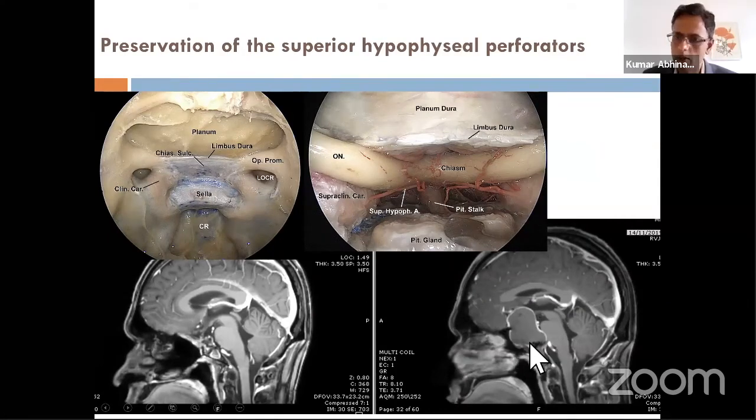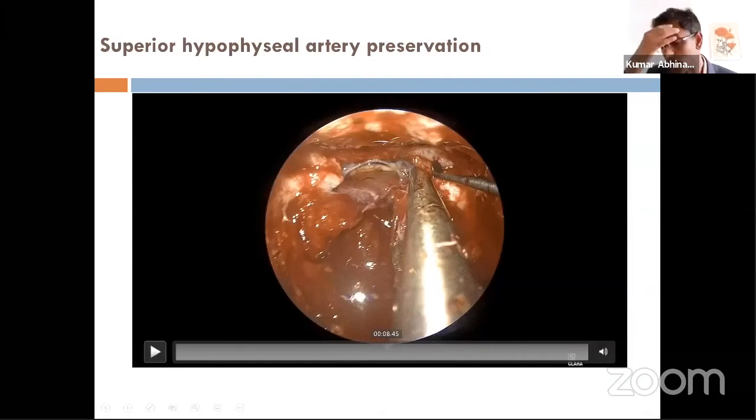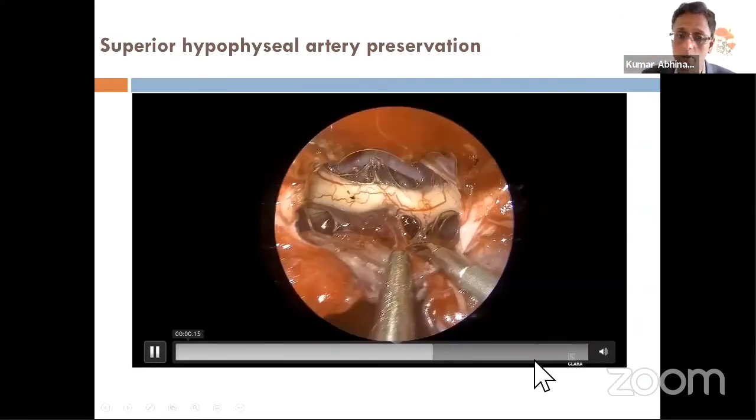And this was another case, starting in the first month, a young chap with a suprasellar tumor who presented with acute visual dysfunction. And here are my tentative attempts to try and preserve those perforators, just trying to demonstrate that I learned something from the fellowship.